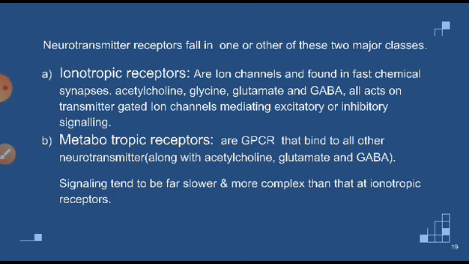Metabotropic receptors, for example the GPCR, bind to all other neurotransmitters along with acetylcholine, glutamate and GABA, and signaling tends to be far slower and more complex than at ionotropic receptors. So always keep in mind the ionotropic receptors are very fast, but the metabotropic receptors require additional processes inside. That's why they need more time.